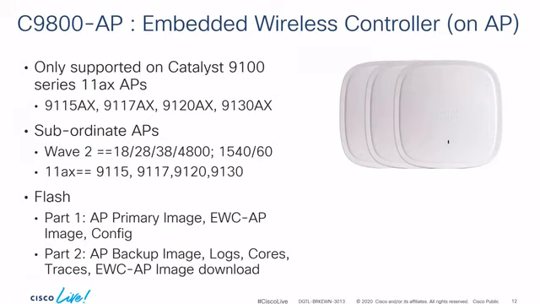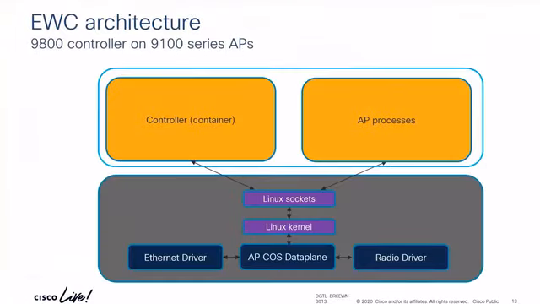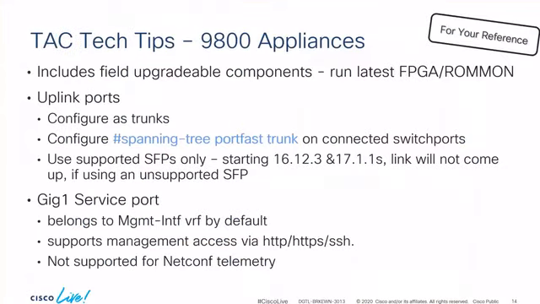Now, as always on a COS AP, we have two partitions in the flash for the primary and backup AP image, but we also distribute the EWC code, config, logs and traces between these two partitions. As I mentioned, the hardware and the data plane is provided by COS, and the controller is only implemented as a container.